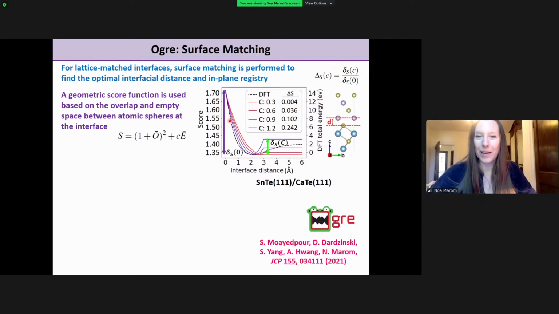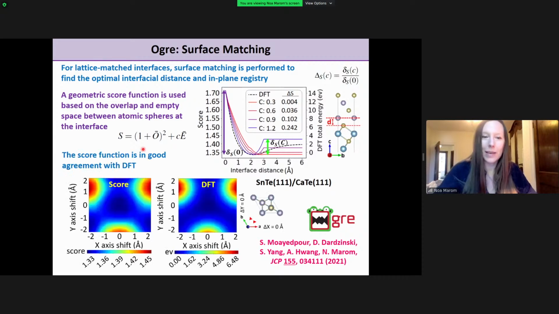So here you can see the z distance curves, and the dashed line here is the density functional theory reference. And then all these different curves in different colors are the score function curves that you get with different C parameters. So you can see that the C parameter significantly affects the shape of the curve. And we define delta S 0, that's when C is equal to 0, is this distance here. And then delta S of C is this distance here. And we find empirically that when the ratio of these two distances is equal to 0.1, you get the best agreement with DFT in the position of the minimum. This is an example for tin telluride, calcium telluride interface that you can see here.